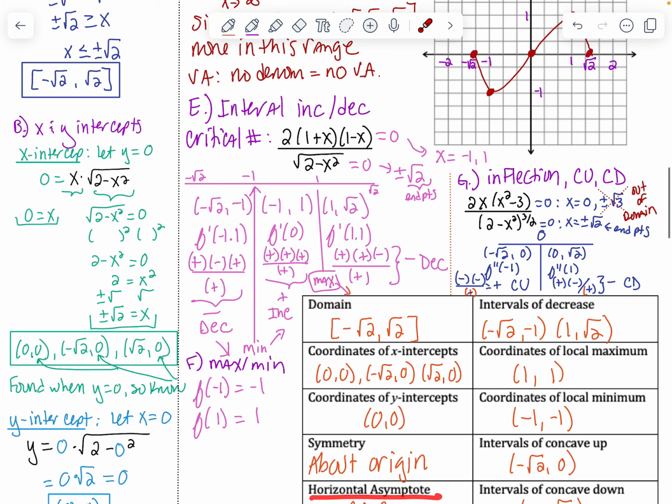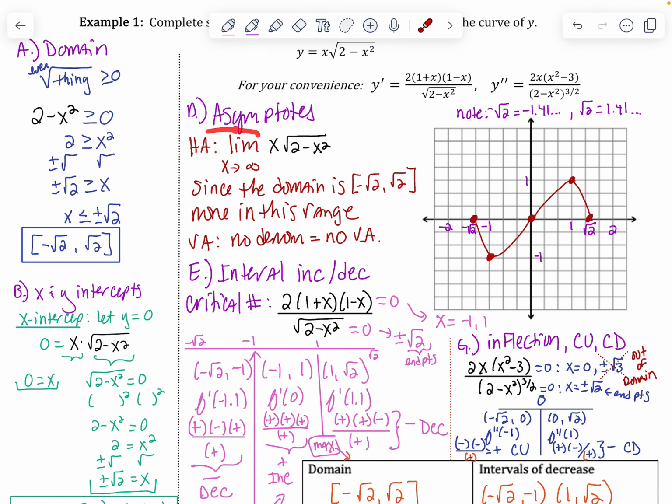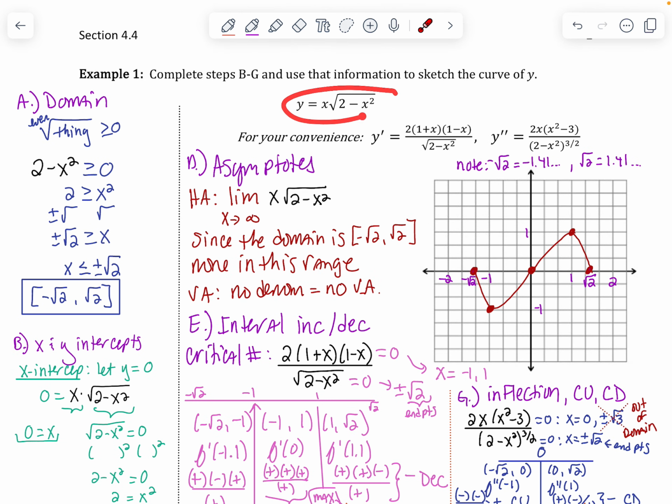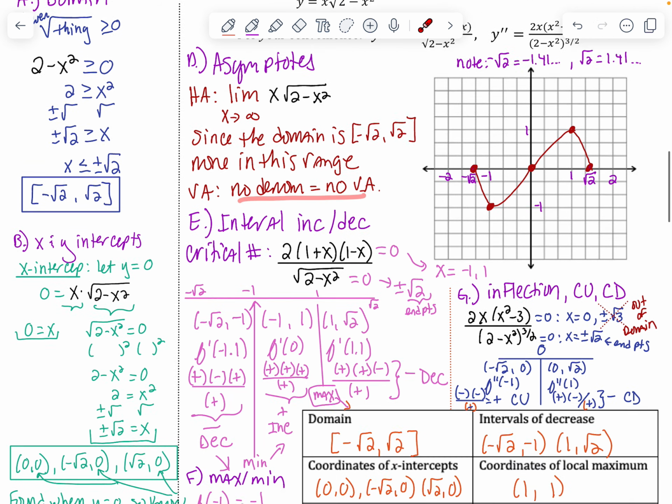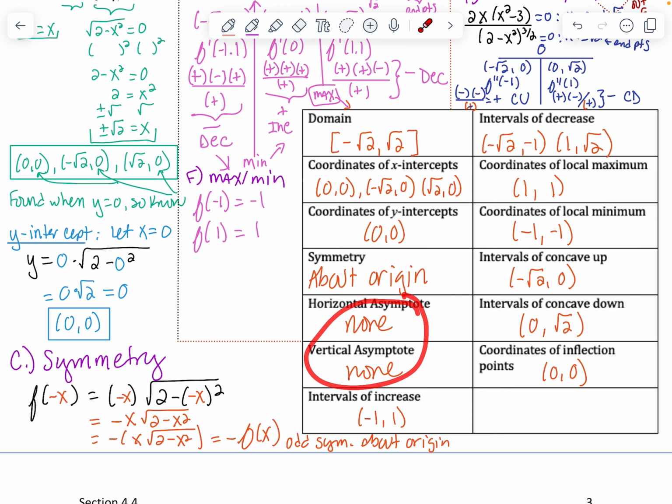Next, we're looking for horizontal and vertical asymptotes. The horizontal asymptote is when the limit goes to infinity or negative infinity, but our domain was only to negative square root of 2 and positive square root of 2. So we're not looking at the infinities, so there is no horizontal asymptotes. The vertical asymptote is when the function has been simplified and then checking for a denominator of 0, but we don't have a denominator in the function. We have a denominator in the derivatives, but not in the function itself, so that's why we also said there was no vertical or horizontal asymptotes.